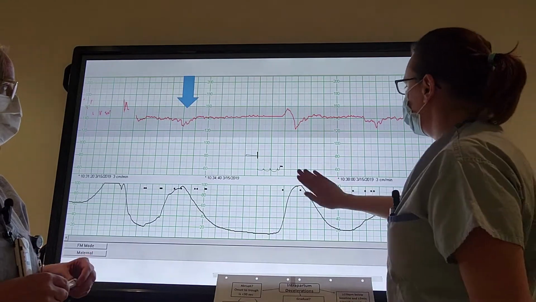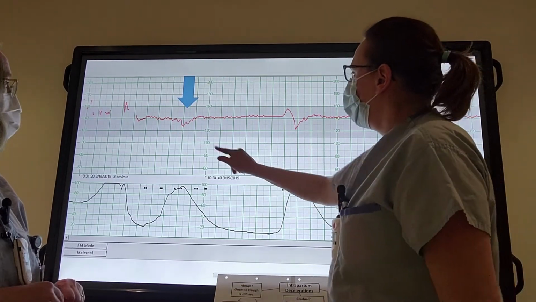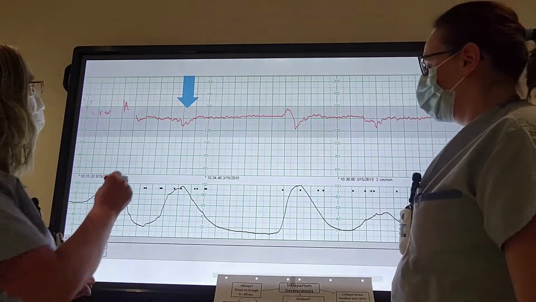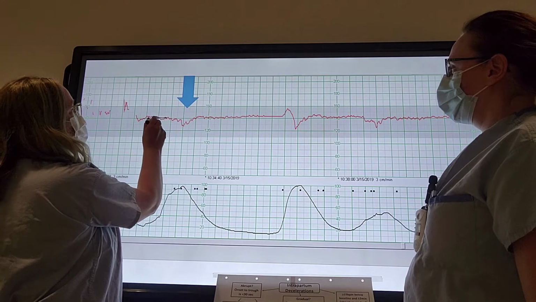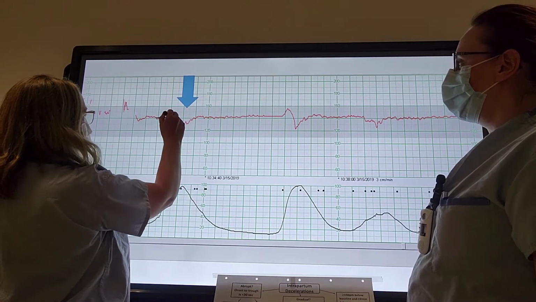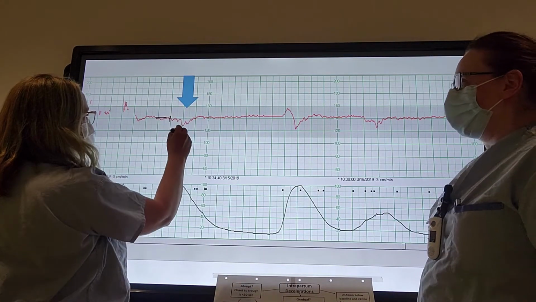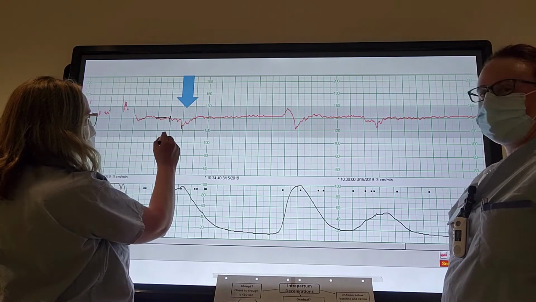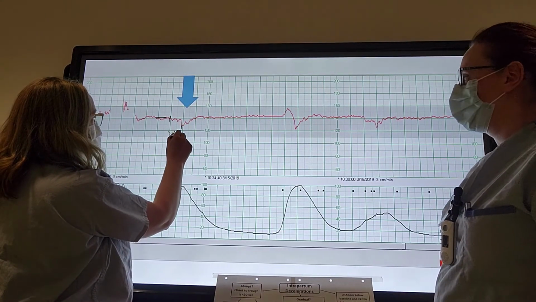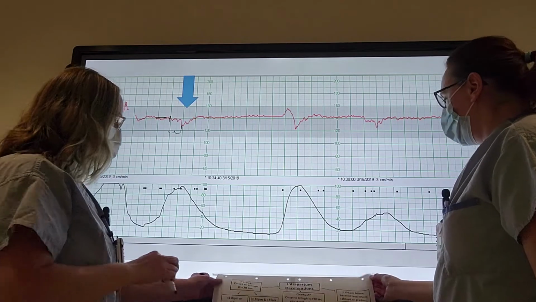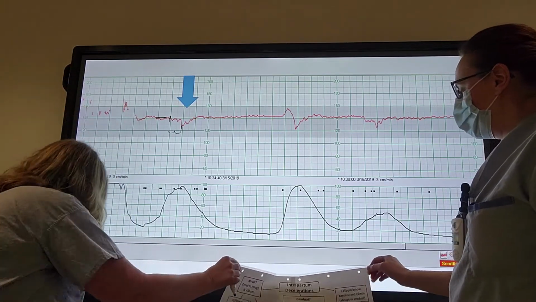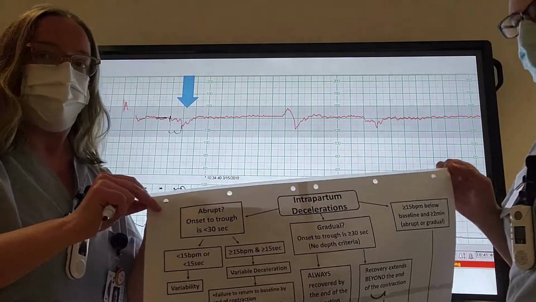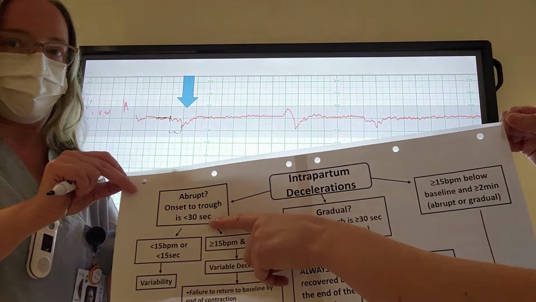Let's look at this decel. I want you to find me the baseline. I'll say my baseline's 140. Okay, where does it leave the baseline? Here. Where does it reach the trough? Here. So count how many seconds it takes to reach the trough. 20. Okay, so it's less than 30 seconds to reach the trough, which means it has to be abrupt.